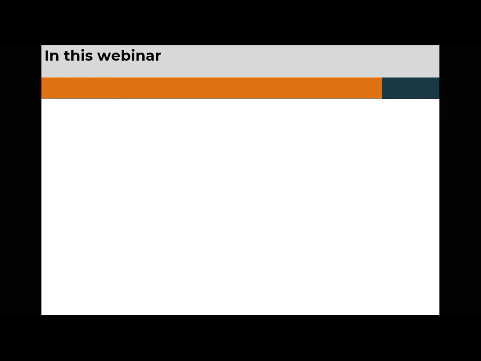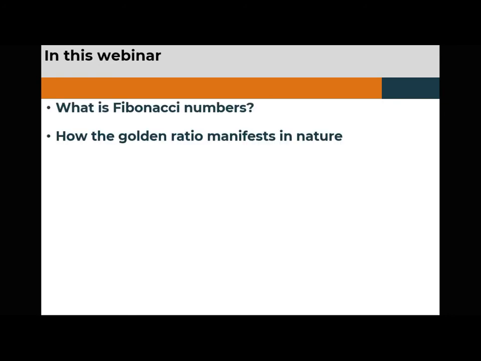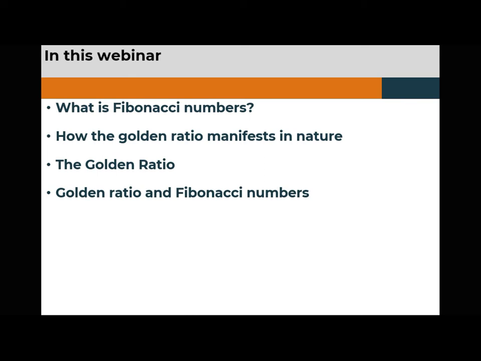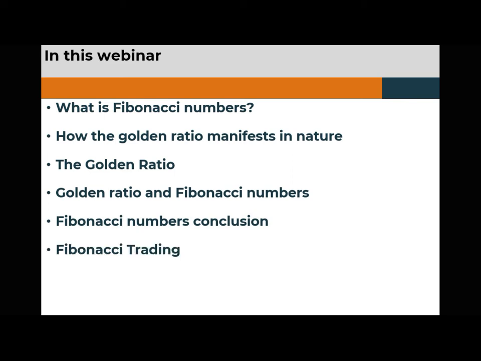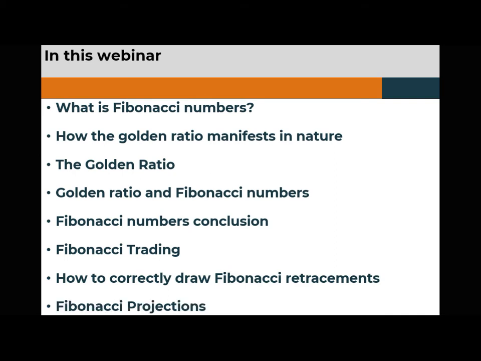So in this specific webinar, we're going to look at what the Fibonacci numbers are, how the golden ratio manifests in nature, and how the golden ratio and Fibonacci numbers work together. Then Fibonacci numbers conclusion, Fibonacci trading, how to correctly draw Fibonacci retracements, and then lastly we're going to look at Fibonacci projections.